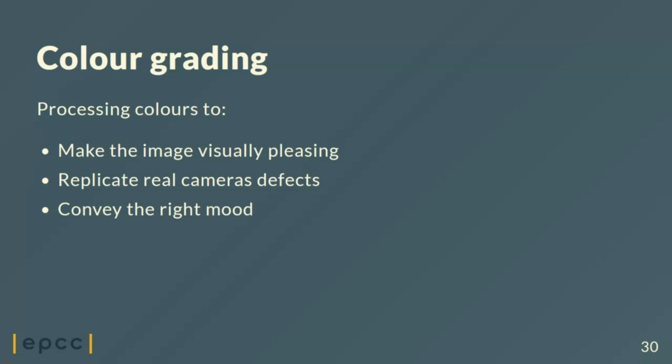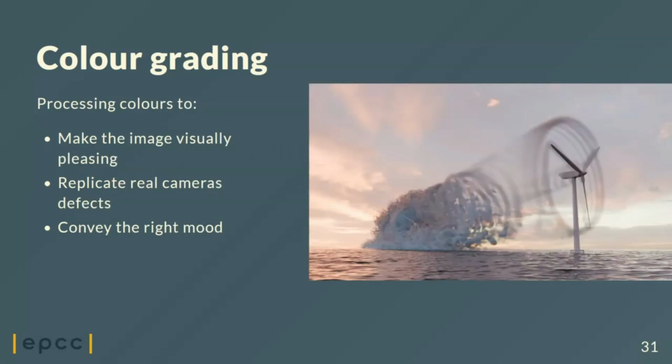And it's also to convey a mood, to convey the right atmosphere for the right message, what you want to show. So in this case here, this is the image directly out of Blender without any color grading at all. And this is what the final image looked like. So it's very minor differences. You can flip back and forth to see the original one and the final one.